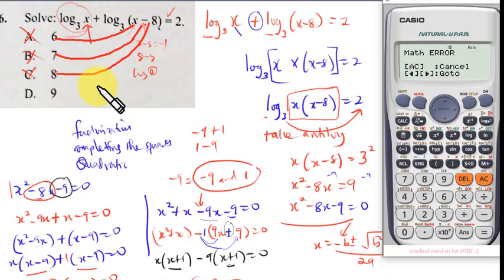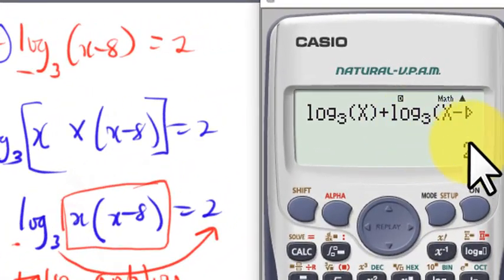All right, so the correct option is 9, but I'm going to confirm it here. So I'll press calc, and this time around I'm going to choose 9, and I should see 2 there. That is the right hand side here. So I'll press on the equal sign. Oh, see, it's 2. All right, so that makes it correct.